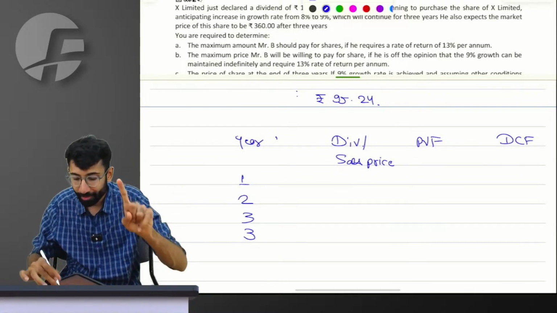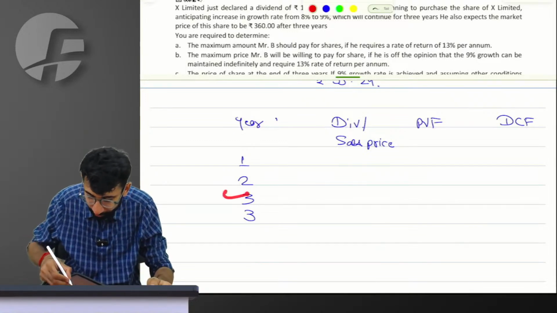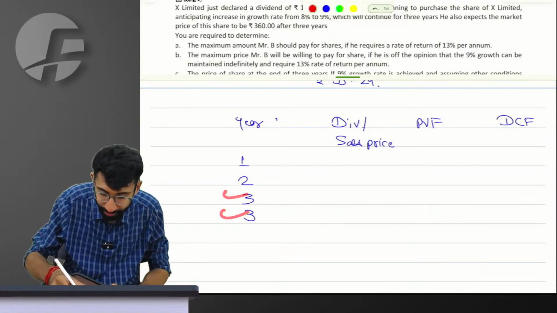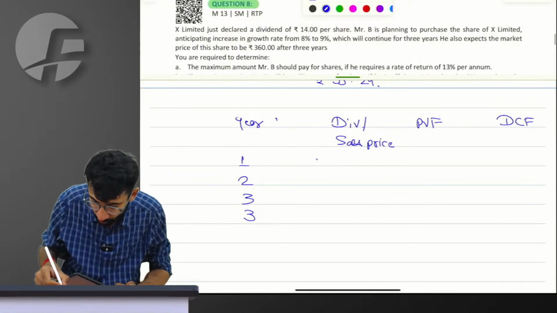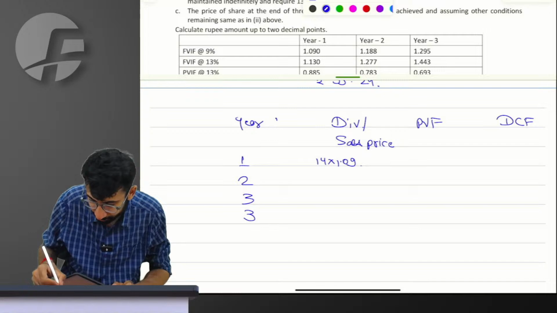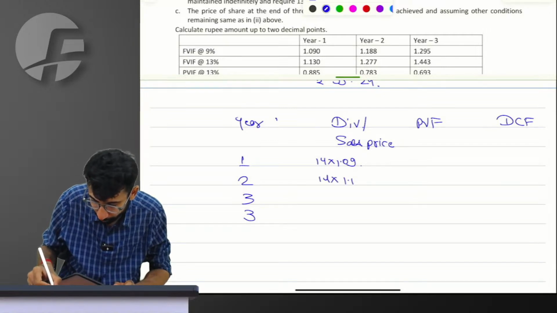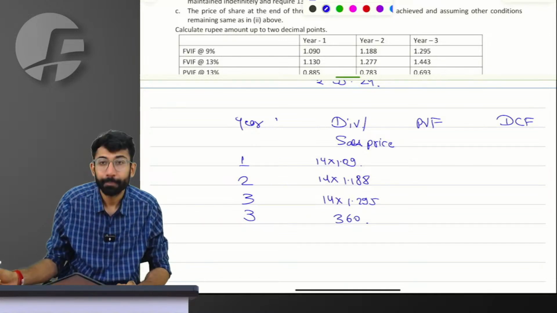Because in the third year we have a dividend. Don't write it down, just understand me once. Because in the third year you have dividends and you also have the sales price. Sir, what will be the dividend for the first year? It will be 14 into the given factor of 1.09. What will be the dividend of the second year? 14 into 1.188. The third one is 14 into 1.295, and the sales price is 360.